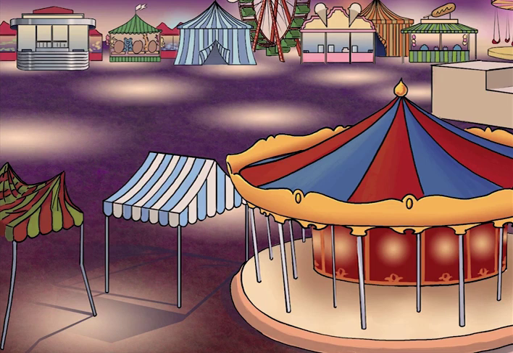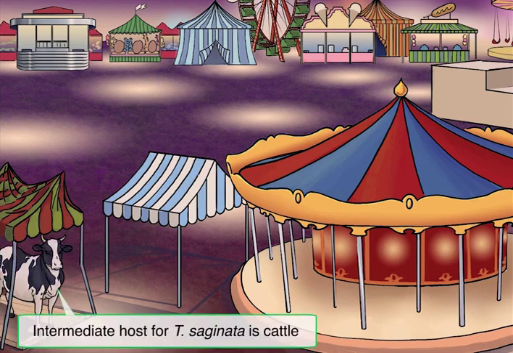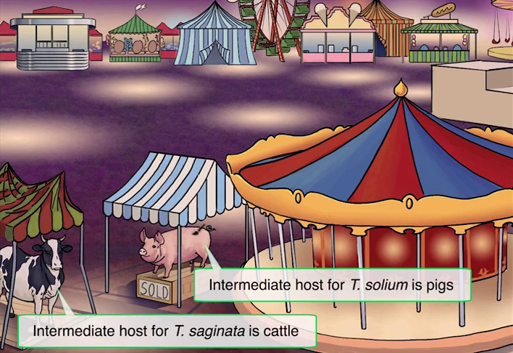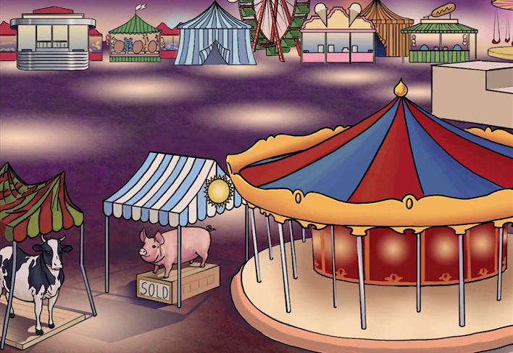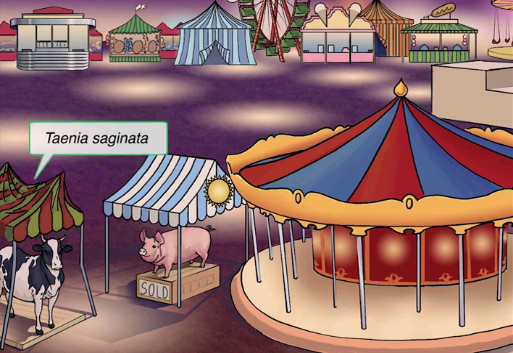Well, the intermediate for saginata is cattle, which we'll draw under this tent, and the intermediate for solium is a pig, which we'll draw under the other tent. So to keep these two straight, let's draw a sun on the pig's tent, as in sol for solium, and additionally we also have a sign that says sold. The cow's tent is sagging a little bit to remind you of saginata.